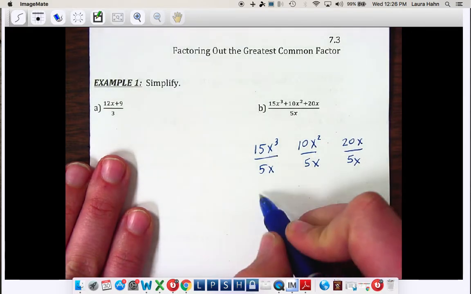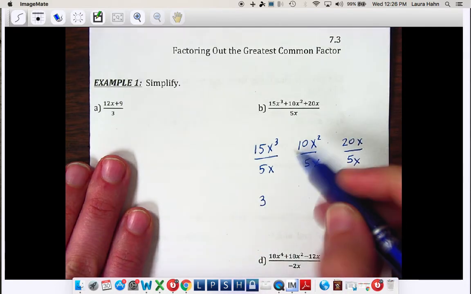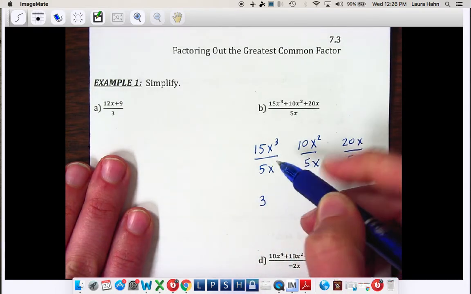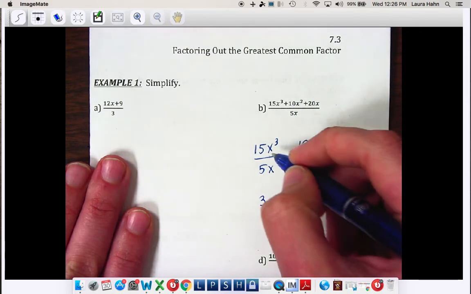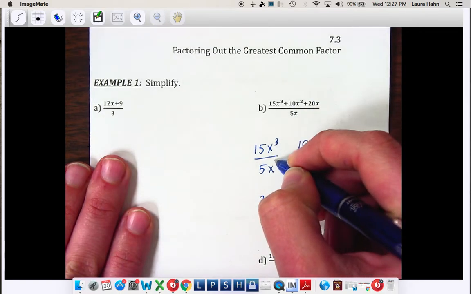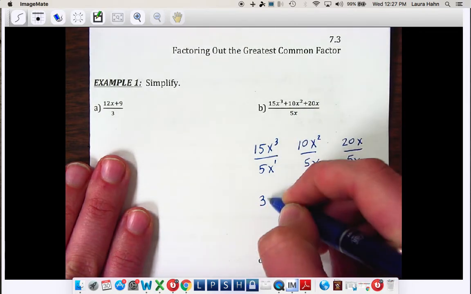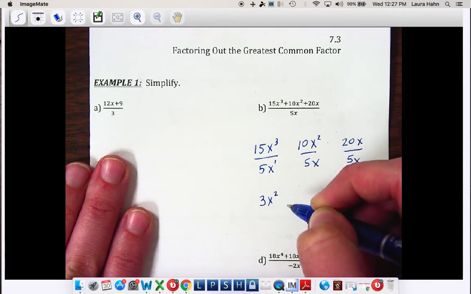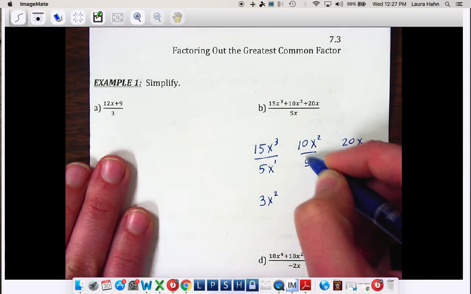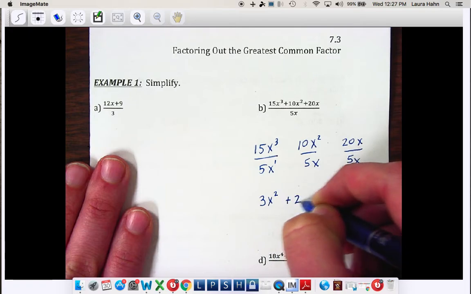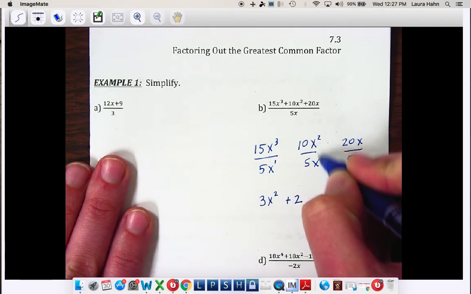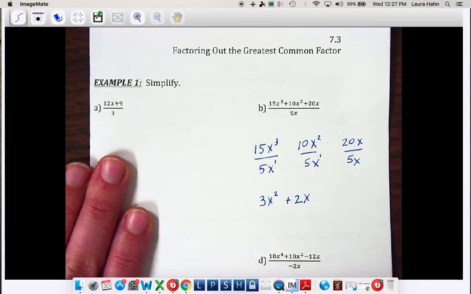15 divided by 5 is 3. X cubed divided by x is, well, remember this is from last chapter. When we are dividing our x's, we take our exponents and we subtract them. So that's going to give me x squared. All right, here, 10 divided by 5 is a positive 2. I know I have x's on top and bottom. When that happens, I subtract my exponents. That's going to give me 2x.